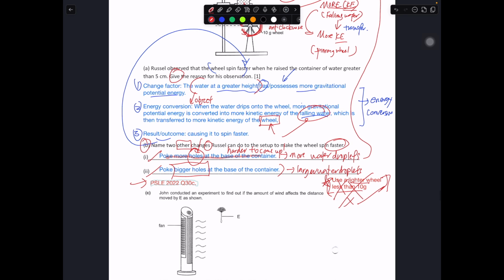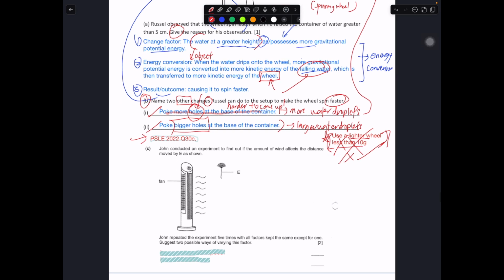Okay, PSLE 2022, question number 30. So in this case, let refers to this question. And how come I make this restriction? You want to find out how the amount of wind will affect the distance moved by E. So in this case, wind is your changed variable.